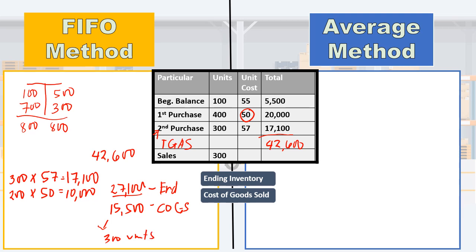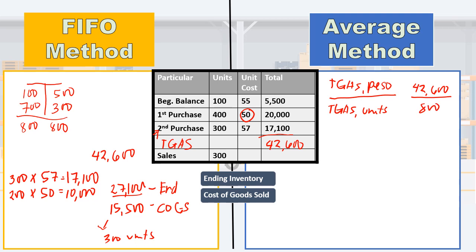So, proceed naman tayo dun sa average method. So, sa average method, as I mentioned earlier, pagsasamahin natin yung beginning and yung ating current purchases. So, in our case, ang computation po ng unit cost will be total cost in peso over total units. Yan. So, ang total cost in peso natin is 42,600. Then, yung ating total units, we have 800, which is na-commit natin dun sa kabila.